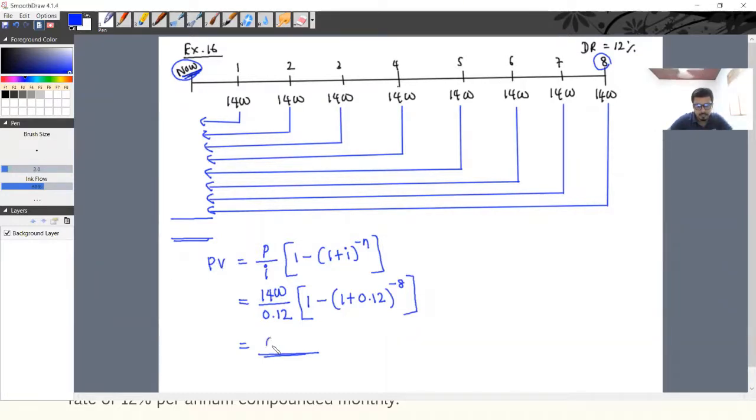6,954.69. Always practice with the cal. Practice with these sums with the cal. Otherwise, you will struggle in the exam. 6,954.69 should be the answer. It means the value here should be this. 6,954.69. Right.